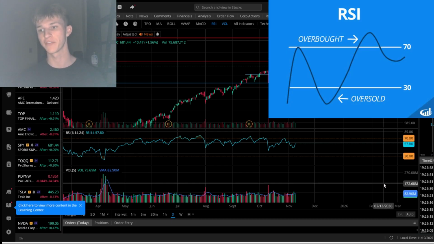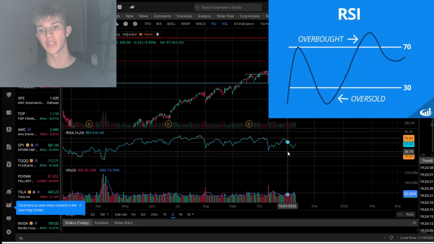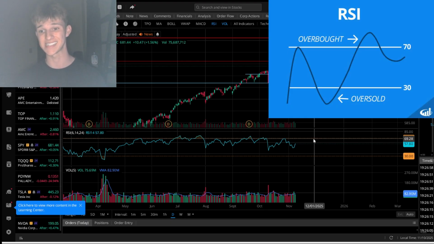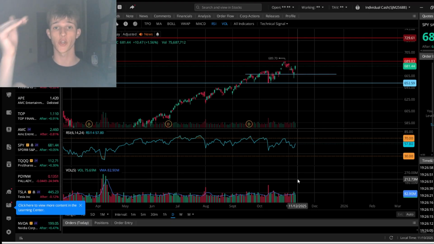We have 70 and we have 30. If the relative strength index is at 70 or higher, that is considered overbought. That means the buyers have bought that specific stock too much, right? Whenever we're overbought, we're going to start to go down. We're going to start to sell off.